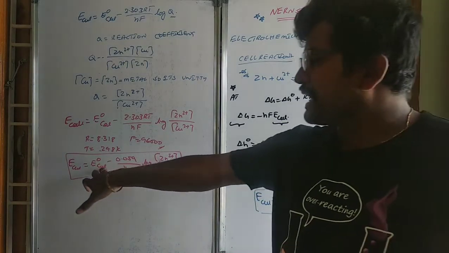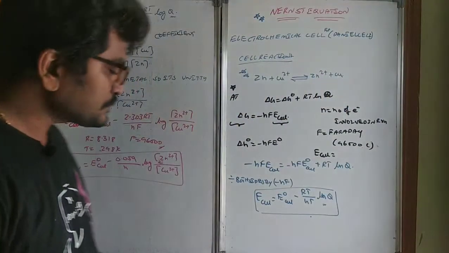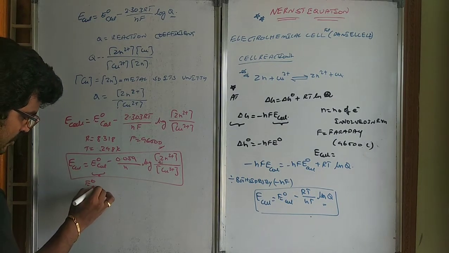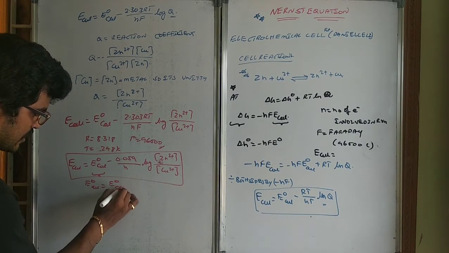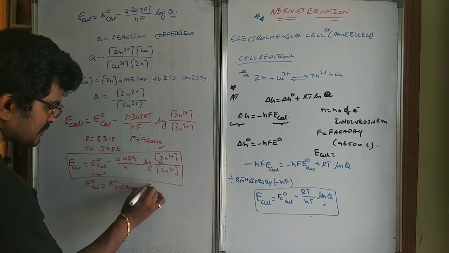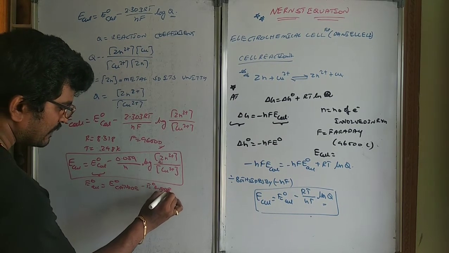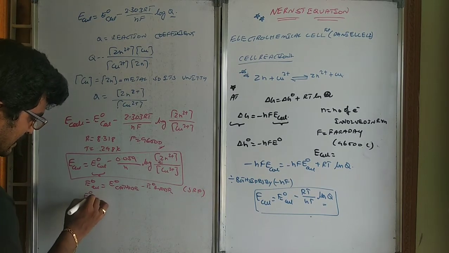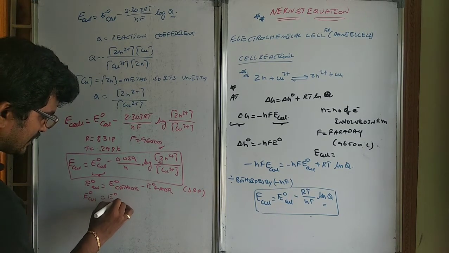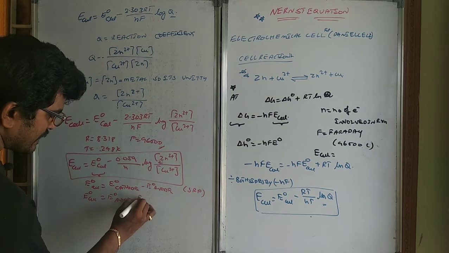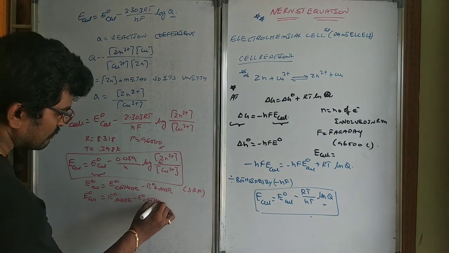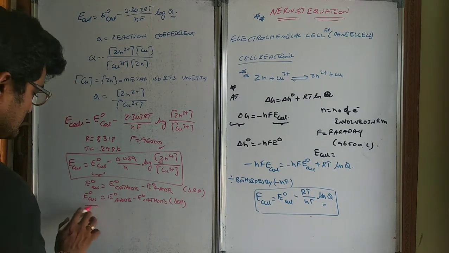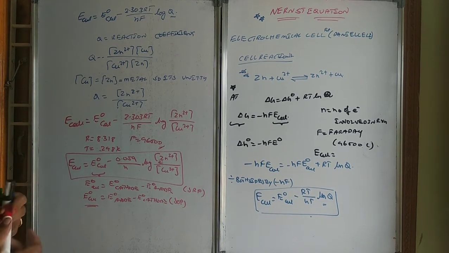Whenever they give you the standard values, E naught cell is equal to E naught cathode minus E naught anode when SRP values are given. When SOP values are given, it is E naught anode minus E naught cathode. You know very well what these SOP values and SRP values are.